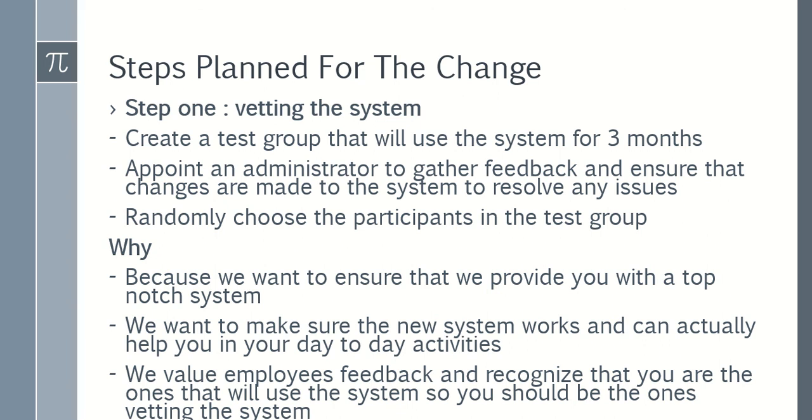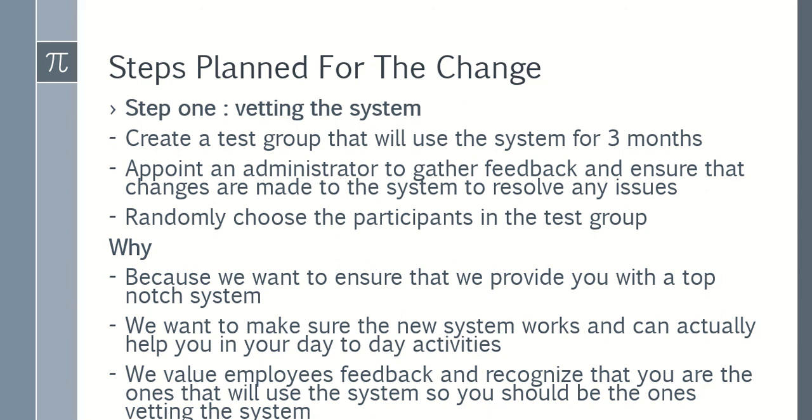Now the steps for the change. How do we as management intend for the change to take place? Step one would be vetting the system. We will create a test group that will use the system for at least 3 months. We'll appoint an administrator to gather feedback and ensure that changes are made to the system to resolve any issues.